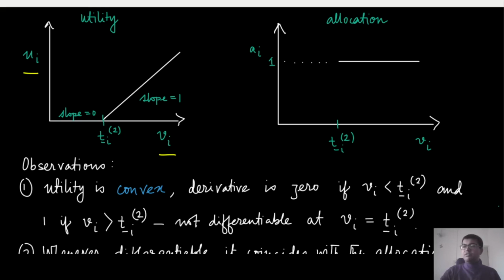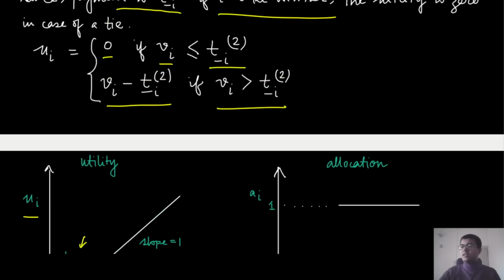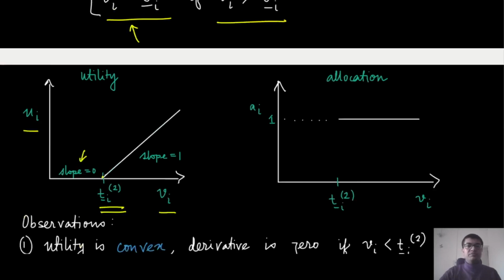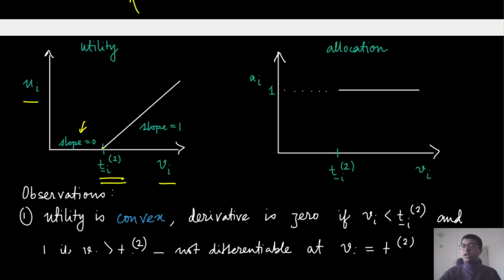Now as long as this Vi is less than or equal to T minus I2, we see that the utility is going to be 0. So this has a slope of 0 in this case. And whenever it is larger than T minus I2, you can see that the utility is also increasing with a slope of 1. Right, so the second part is just drawing the figure for this expression. We know that this slope is going to be 1, and it hits the x-axis at this point T minus I2.